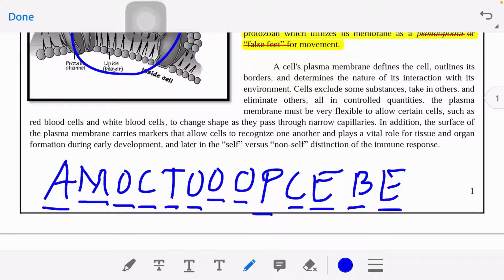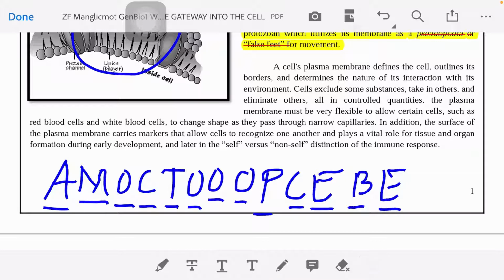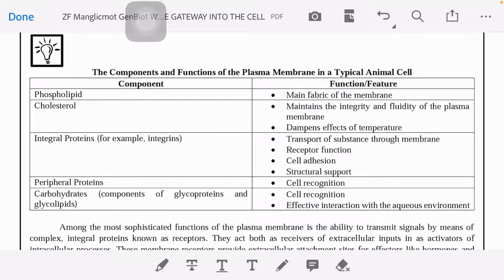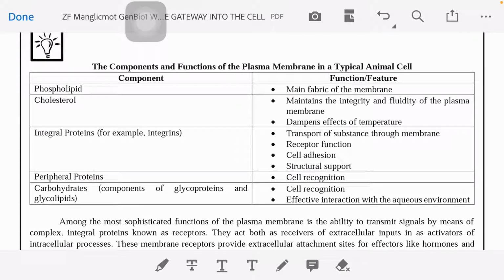Okay, so that is basically the function of the cell membrane and its parts. Now, on this table, the components and function of the cell membrane in a typical animal cell. So we are focusing actually on animal cell, but basically almost the same function with the plant cells. Ang kaibahan lang kasi sa plant cells, meron pa siyang cell wall which is thicker than the usual cell membrane in an animal cell. Though meron pa ring cell membrane doon, pero ang plant cell ay meron lang cell wall sa outer part. Okay?